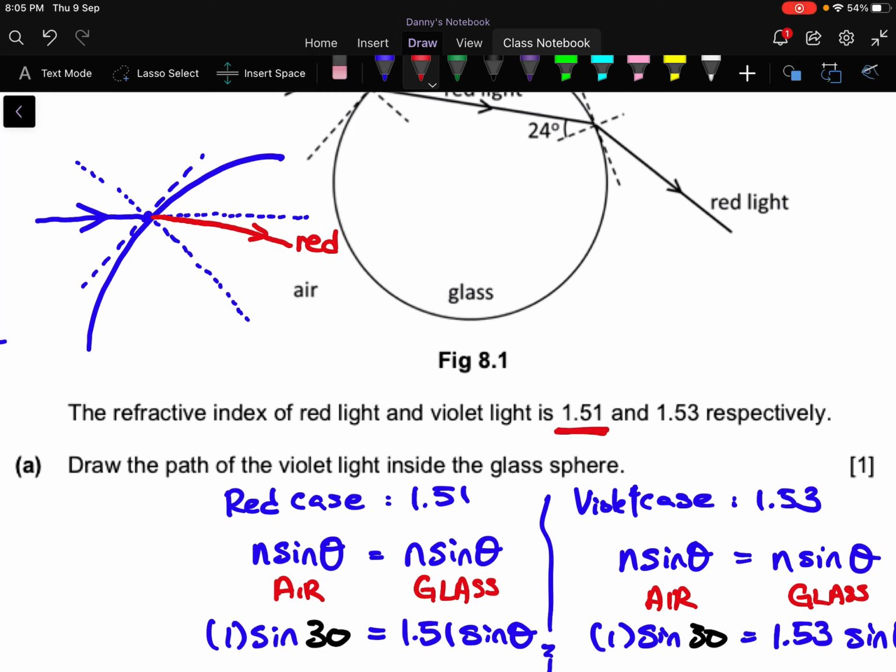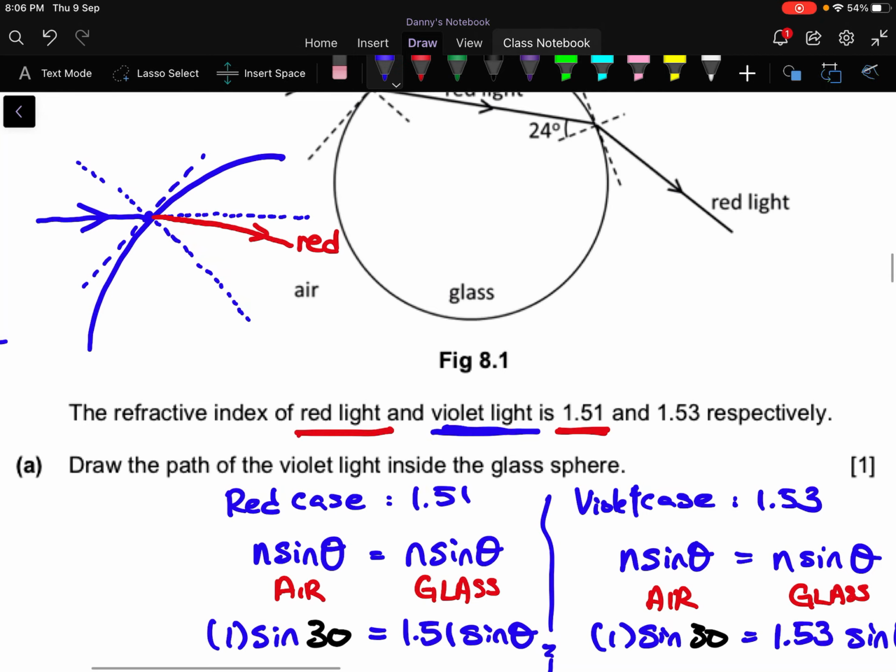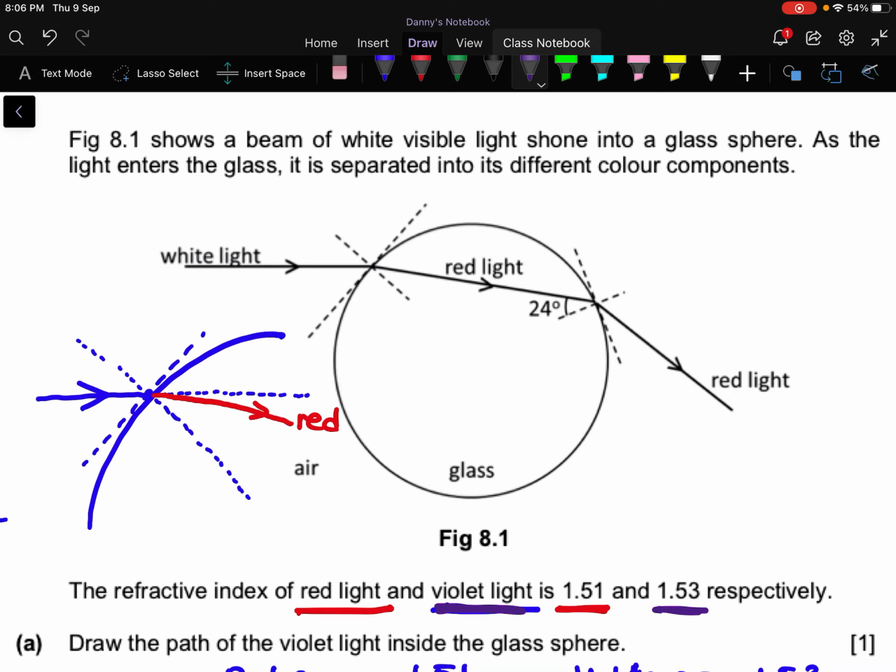So down here, I'm trying to check your understanding of refractive index by telling you that the refractive index of red is going to be 1.51, and the refractive index of violet is 1.53. And I want you to show me the difference in the effect of different refractive index by sketching out the path of light of the different colors. So there are a few ways to approach this.